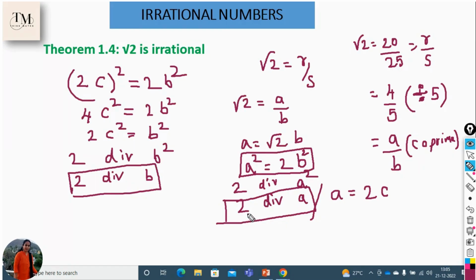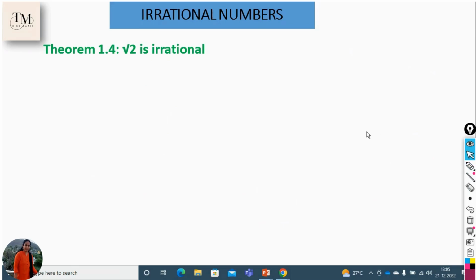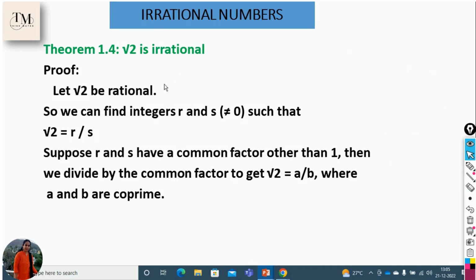So this problem exists because we assumed that root 2 is rational. So our assumption is wrong. So root 2 is irrational. Can you understand? So we can write the proof. We assume that root 2 is rational. A rational number can be expressed as fractions: root 2 equal to r by s.